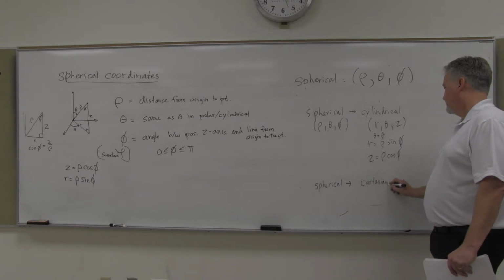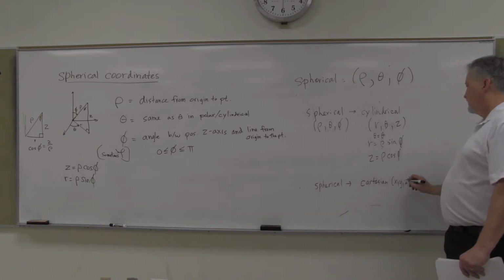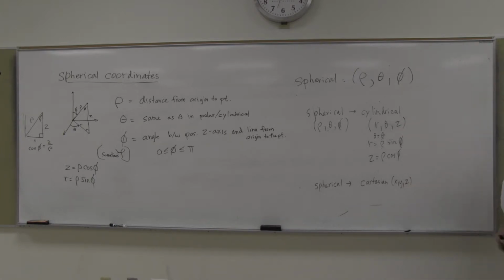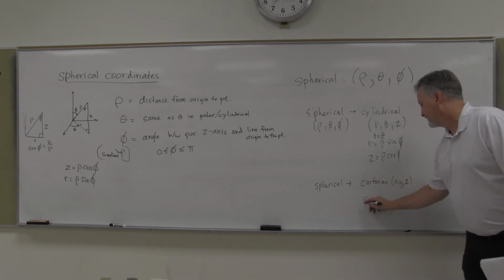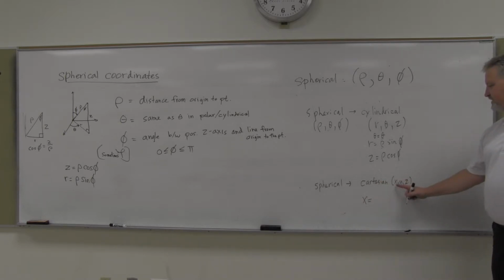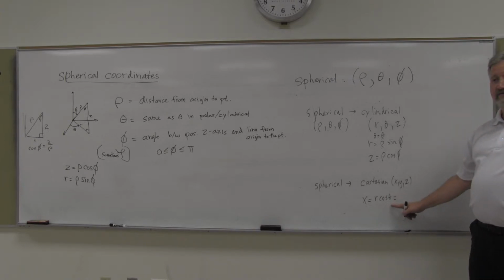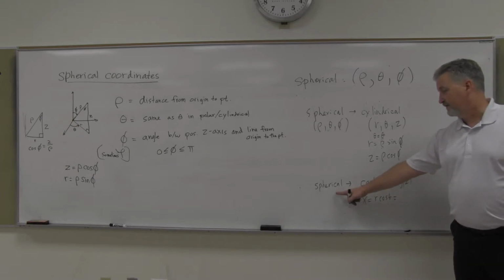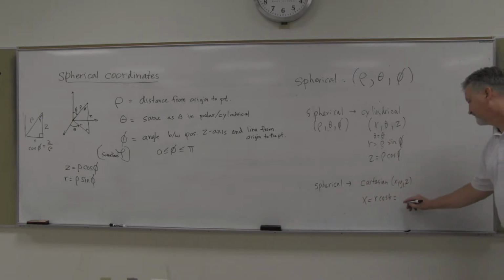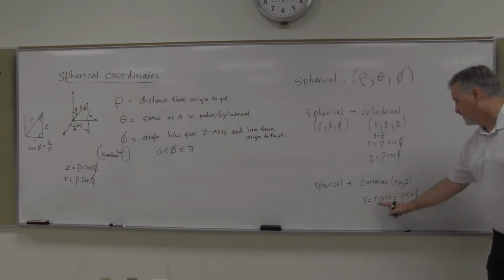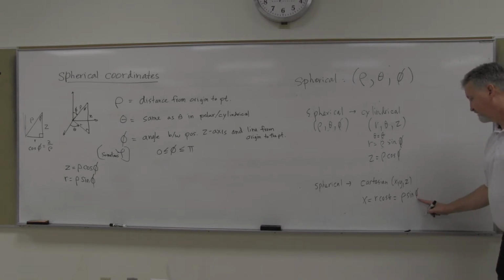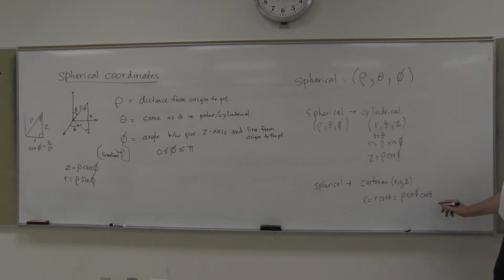Well, so now I just need x, y, z. Now I just need to take what I know about Cartesian and cylindrical. I know x is r cosine theta. And theta is okay. R in spherical, though, is rho sine phi. So I'd have x is r cosine theta, but r is rho sine phi. So x in spherical is rho sine phi cosine theta.